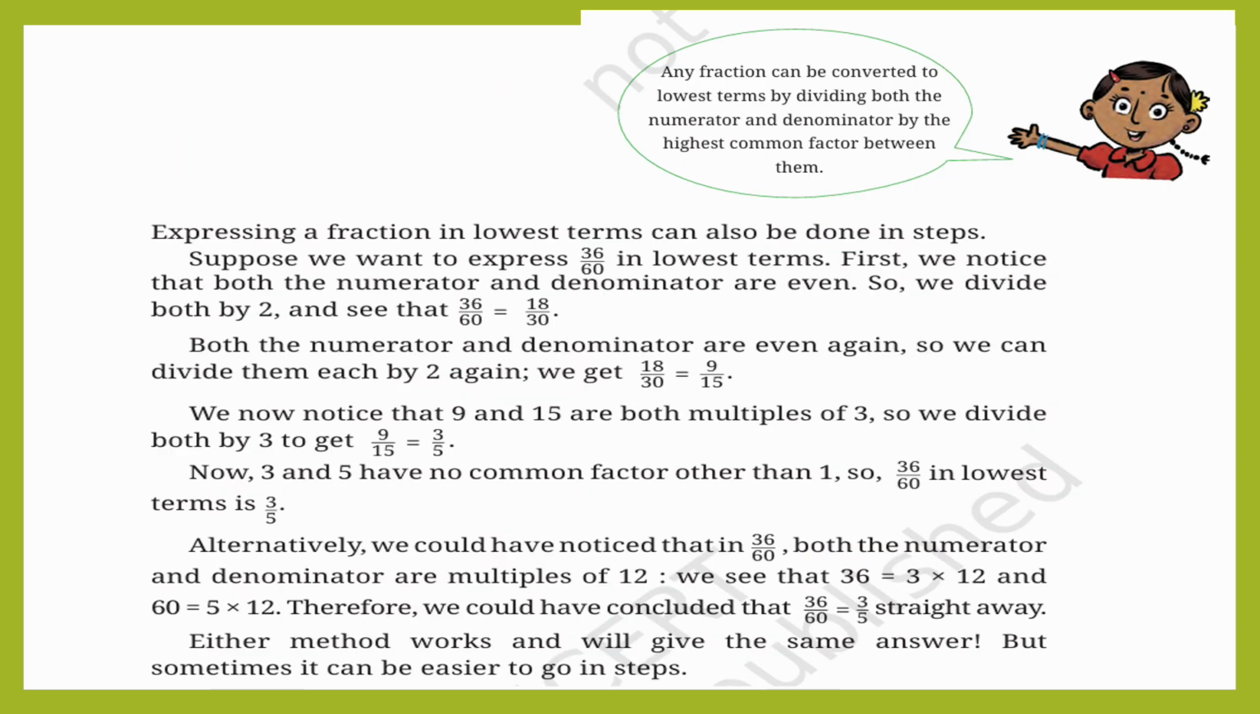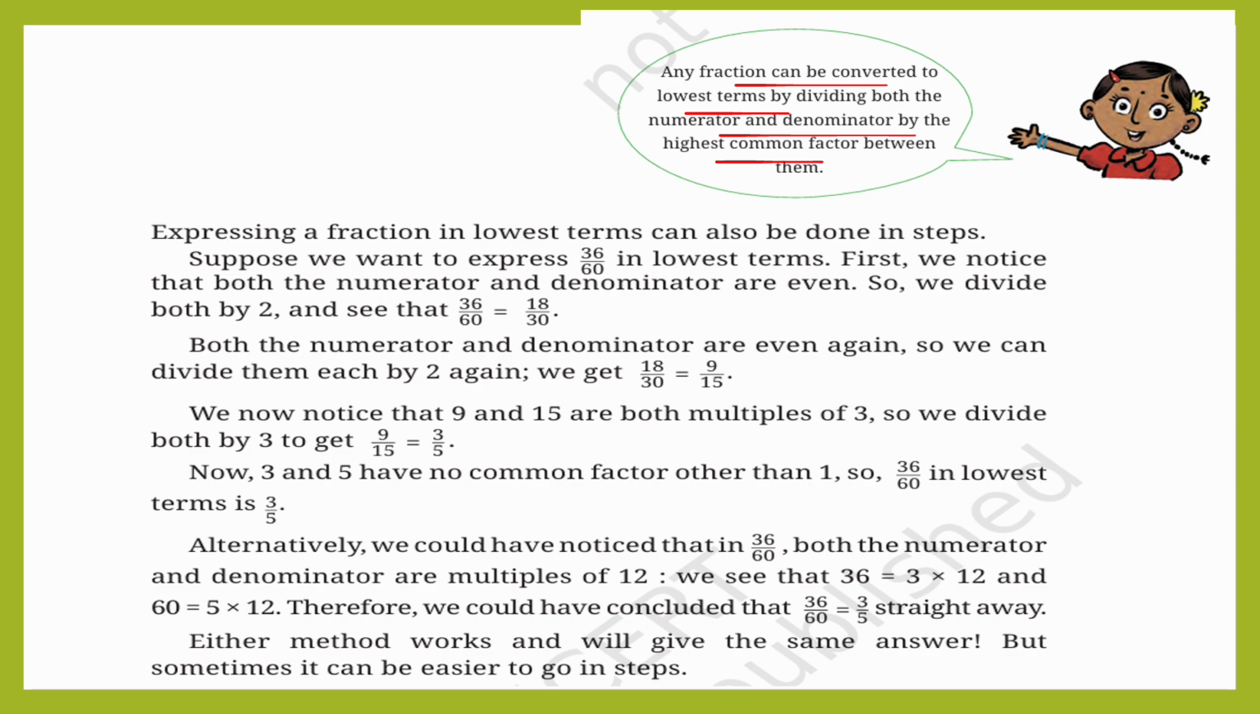Any fraction can be converted to lowest terms by dividing both the numerator and denominator by the highest common factor between them. So, we can convert any fraction into its lowest terms by dividing both the numerator and denominator by the HCF or highest common factor between them.